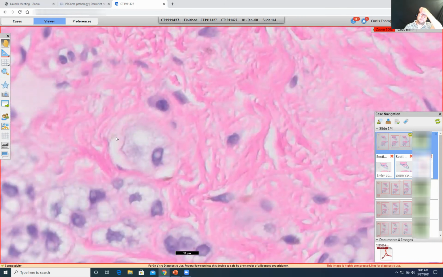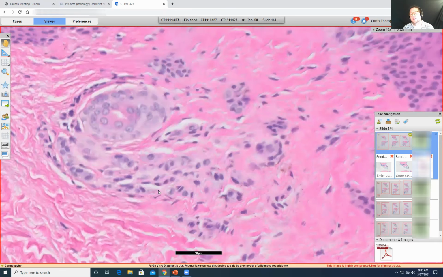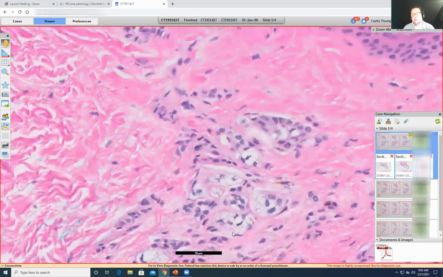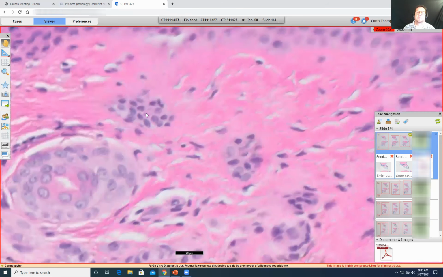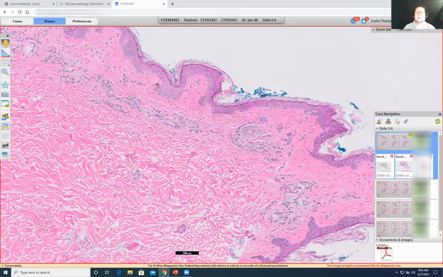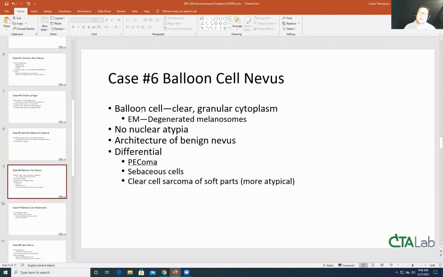So there's a differential for clear cells that we need to talk about a little bit. One thing that is nice in this case is you see some of the clear cells, some of the vacuoles, but then you start to see some more ordinary, small, round melanocytes over here. And this is really typical. So what is this? This is a balloon cell nevus. Fortunately, we usually just get balloon cell chains, where part of the nevus has these balloon cells. So it's generally not all of them, but you get clear granular cytoplasm. I don't know if this is on boards or not, but electron microscopy will show degenerated melanosomes.